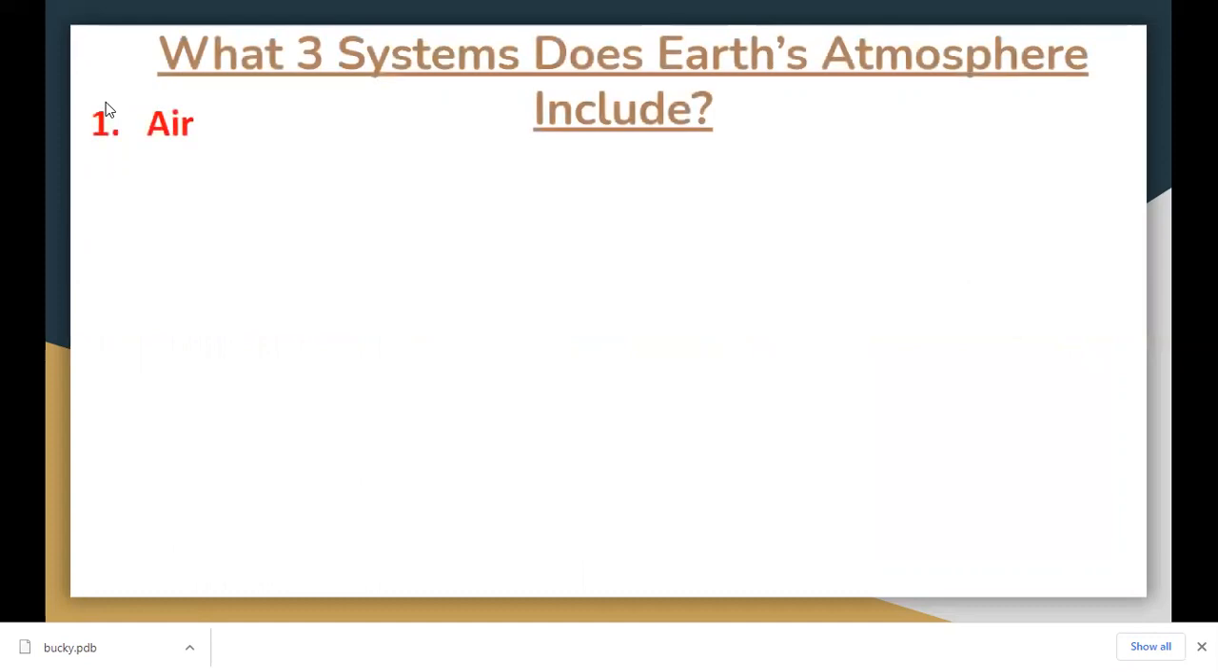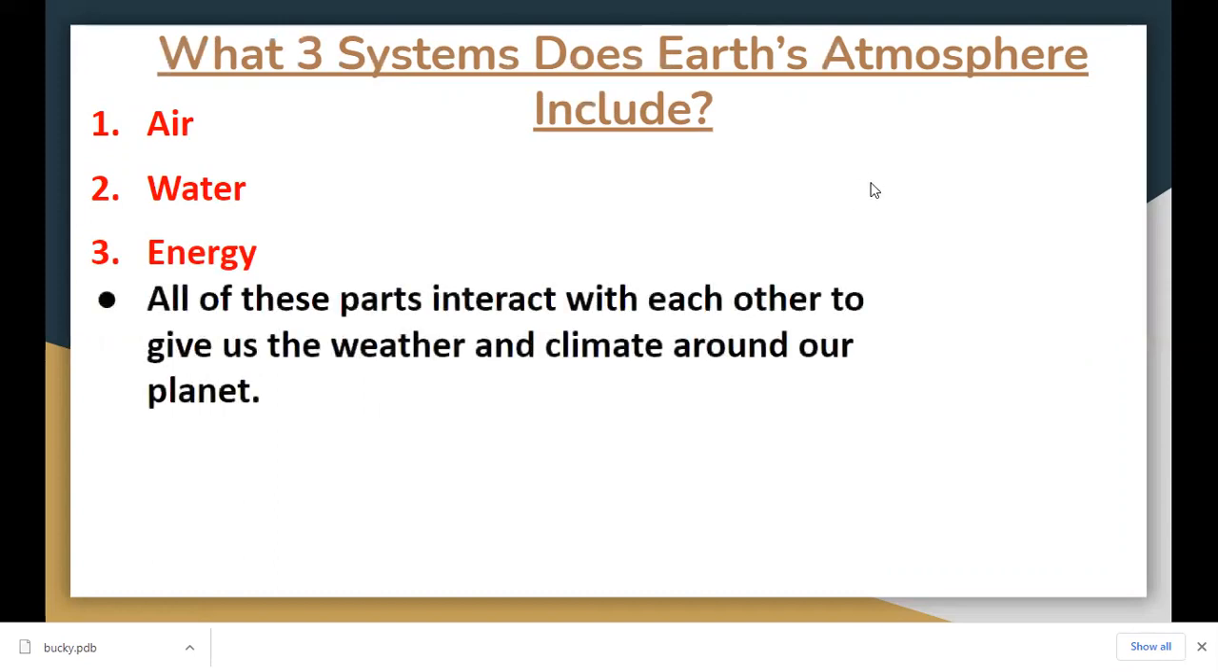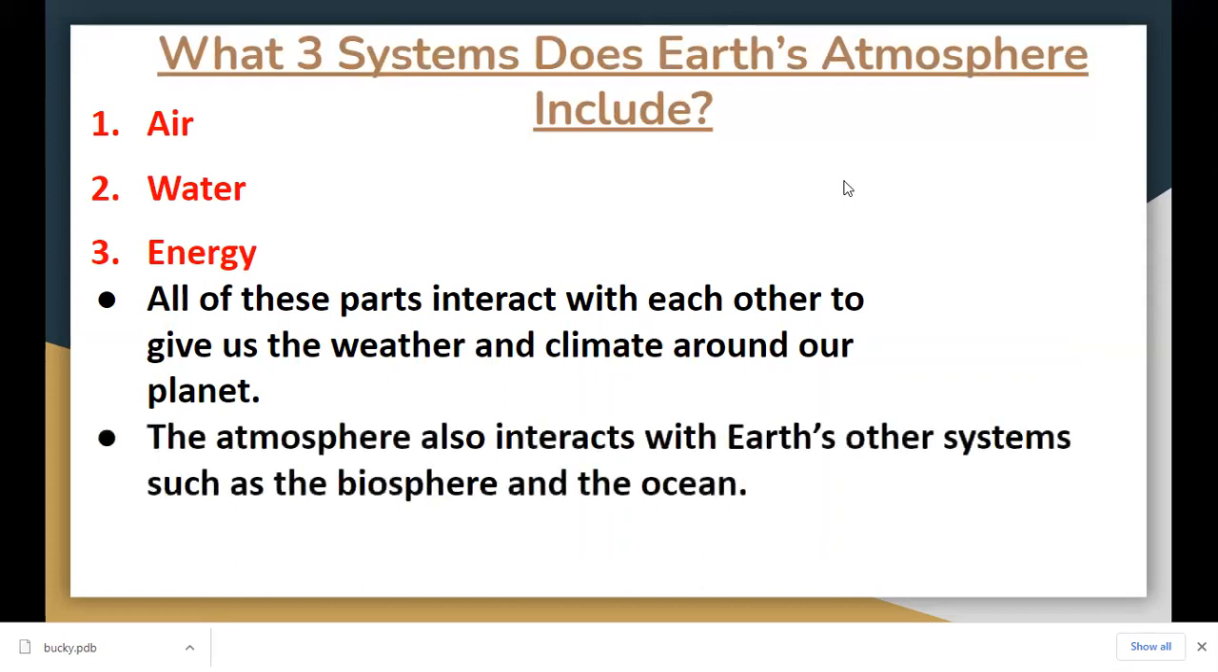What three systems does Earth's atmosphere include? Well, we got the first one there. Air is in the atmosphere. Water is in the atmosphere. And energy is also in the atmosphere. Even though you cannot see the energy, it is there. It's molecules flying around. All of these parts will interact with each other to give us the weather and climate around our planet. The atmosphere also interacts with Earth's other systems, such as the biosphere and the ocean. We'll learn more about how it affects the ocean later on.